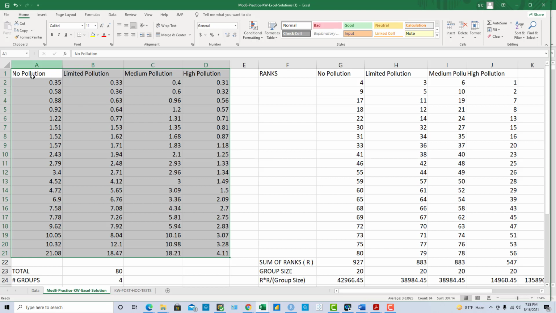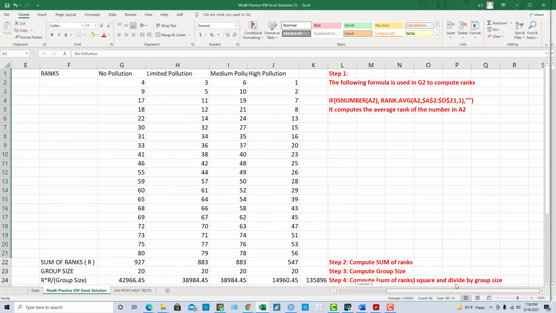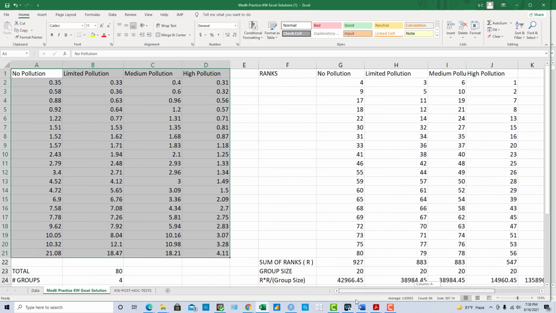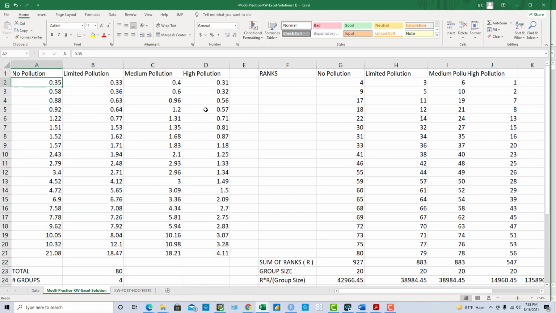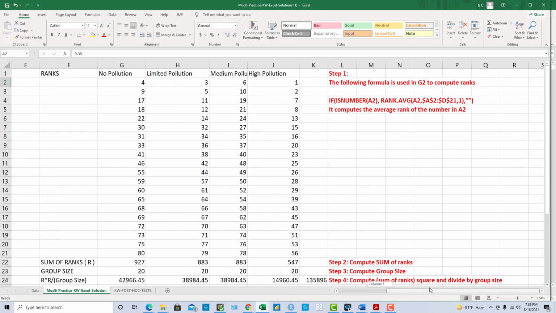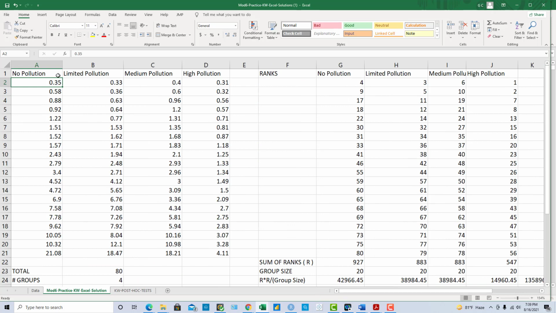So I have on this sheet the same data that we had seen. In step 1, we find out the rank of each of these values. We have 20 observations in each group, so altogether 80 observations, and all these 80 numbers we will rank order. We'll give them a unique rank based on how they are sorted among these 80 numbers.